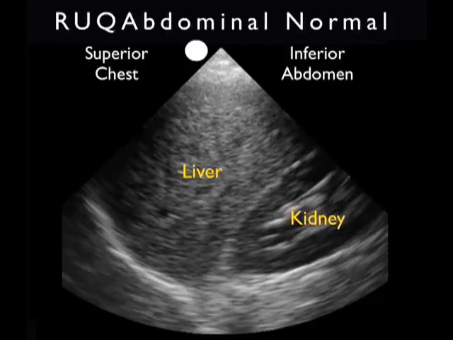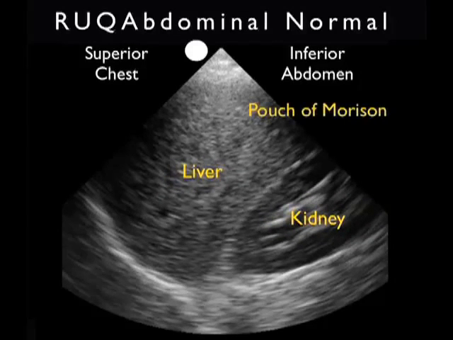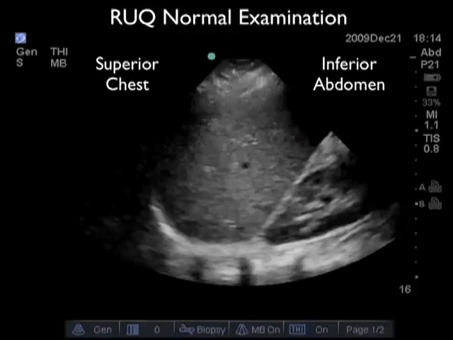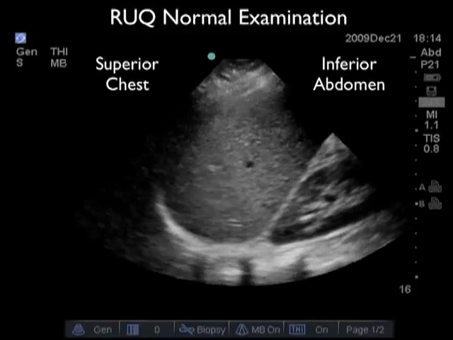Now it's that interface between the liver and kidney that represents a potential space known as Morrison's pouch, where we'll be looking for dark anechoic fluid collections. Note here we see a thin white line making up a normal exam and representing the fat within the capsule around the kidney. Notice to the left of the liver we see the white diaphragm that represents the interface between chest and abdominal cavities. Let's take a look at another normal right upper quadrant examination.